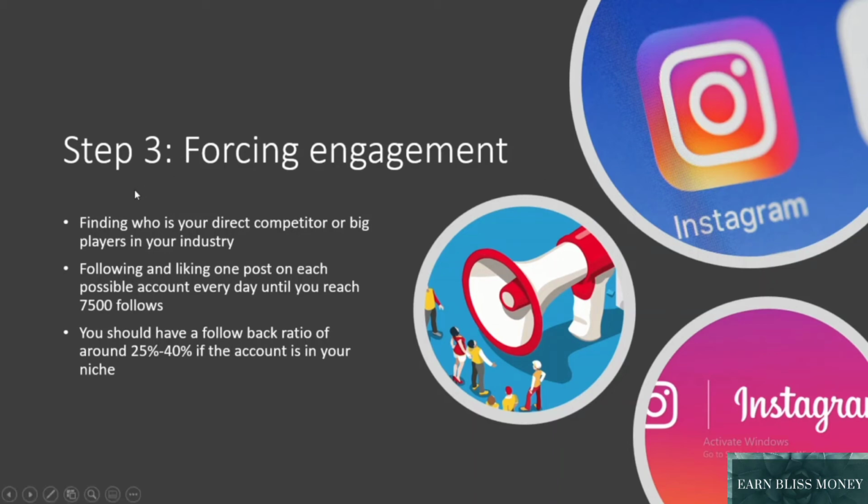So how exactly can you do this? Pretty simple. You will find out who is your direct competitor or big player in your industry. So let's say, for example, you're selling sport things. You can, for example, check out Nike or Adidas or Puma or any other big brand, or Under Armour. So basically you decide the brand that you want to check out, and they will have a huge following base that are interested in sports gear. And what you will do, pretty simple, you will start following each person and liking one of their posts.